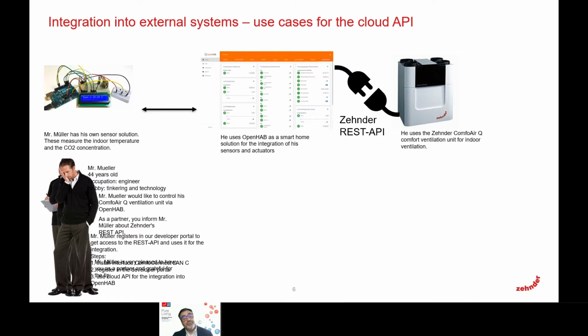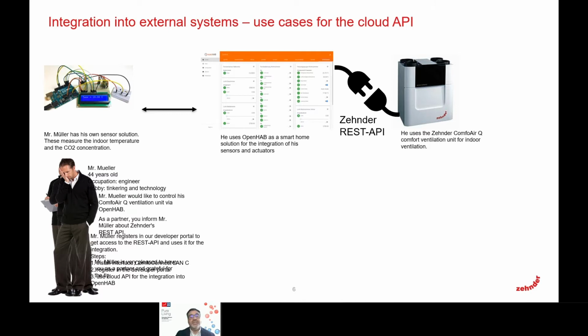I would like to introduce you Mr. Müller. Mr. Müller is 44 years old. He is an engineer and he's interested in technology in general. And with this interest, Mr. Müller has created his own sensors to measure the indoor temperature and also the CO2 concentration in the room. Furthermore, he has connected these sensors to the smart home system OpenHub.